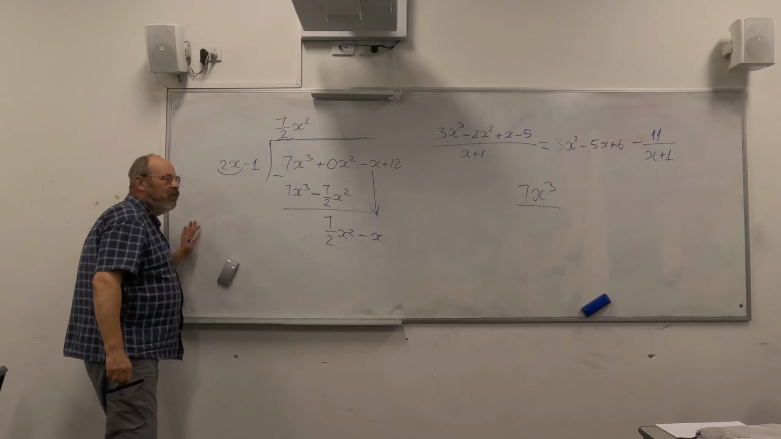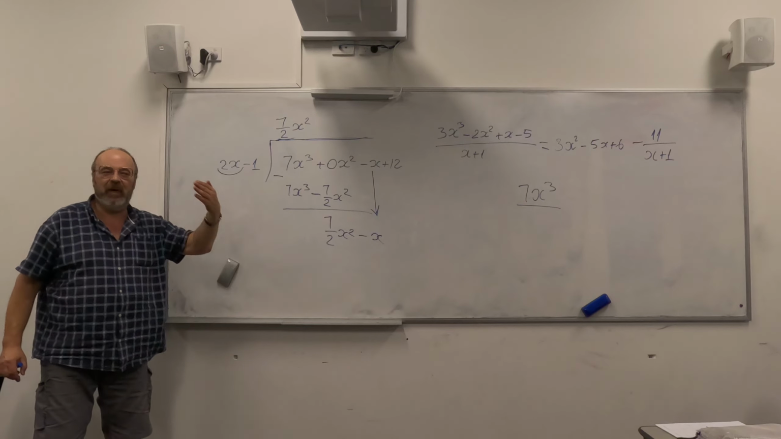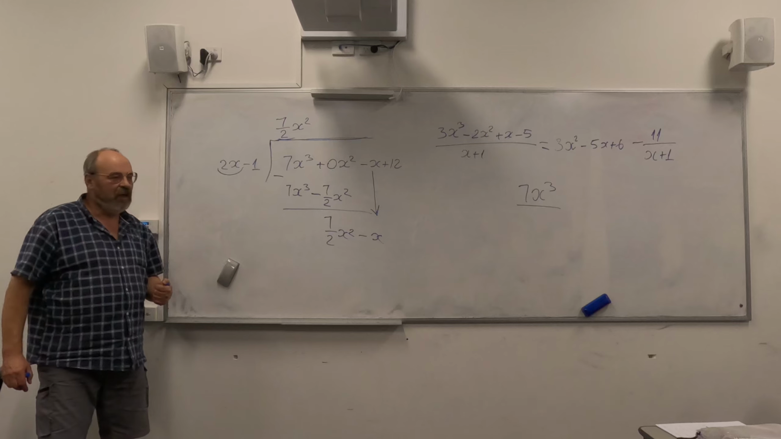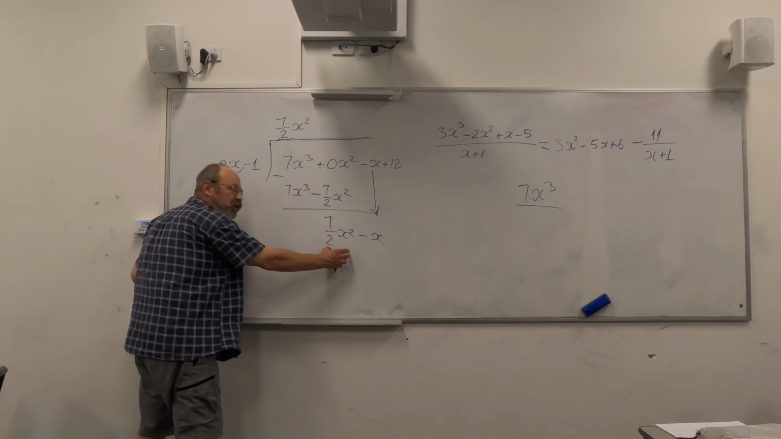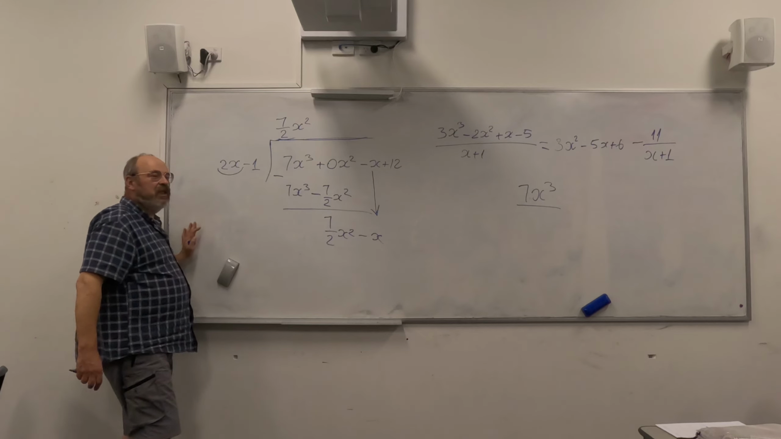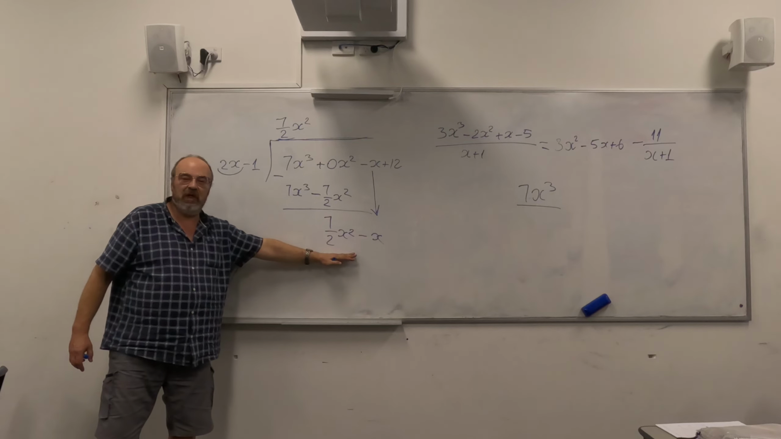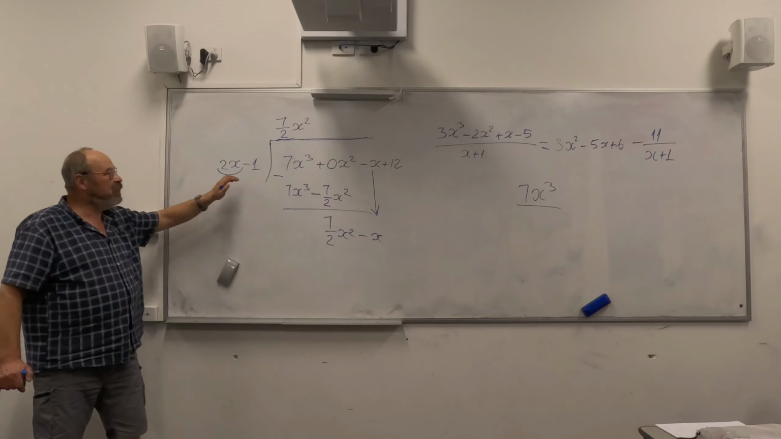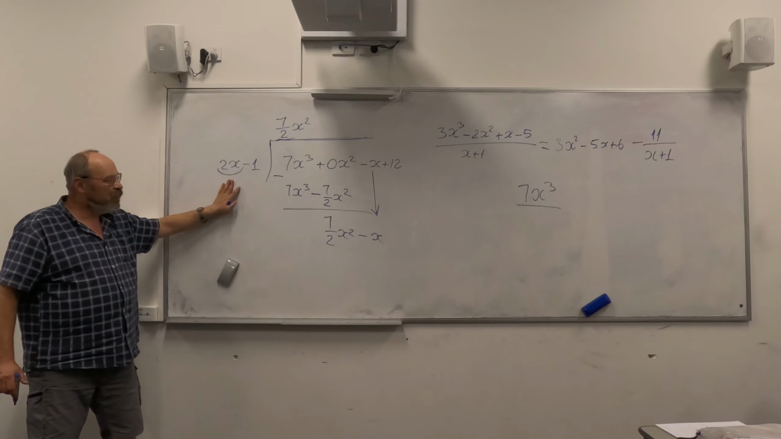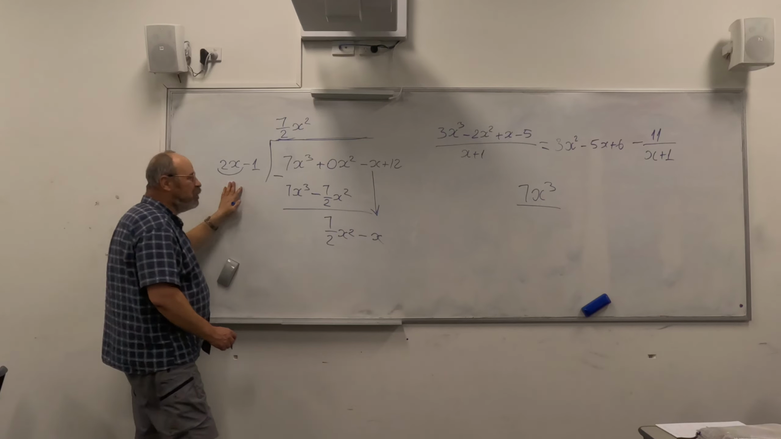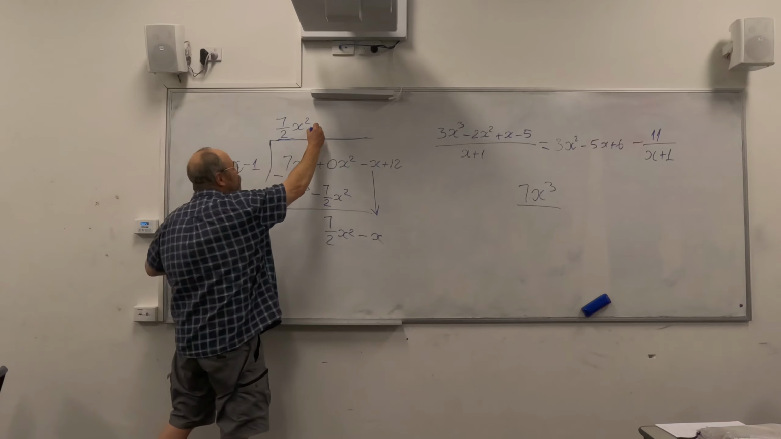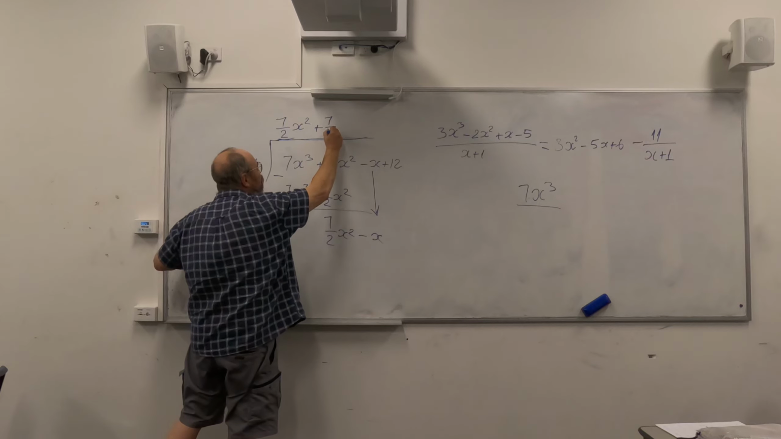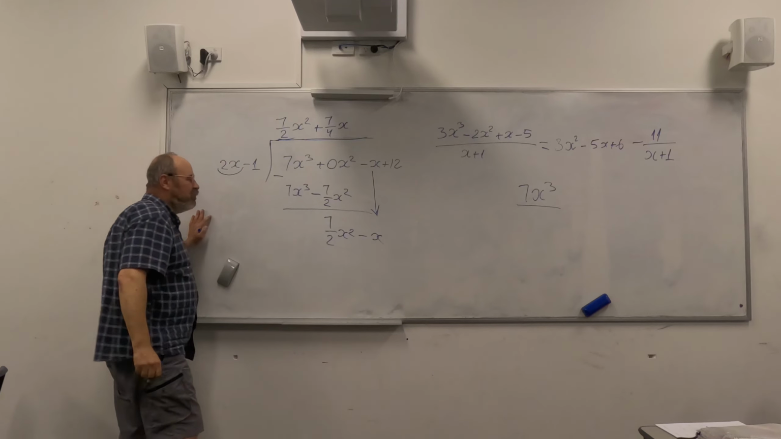We always drop terms one by one. Now we divide the leading term. What's our leading term now? 7 on 2 x squared. We divide it by 2x. That will be 7 over 4 x. So plus 7 on 4 x.